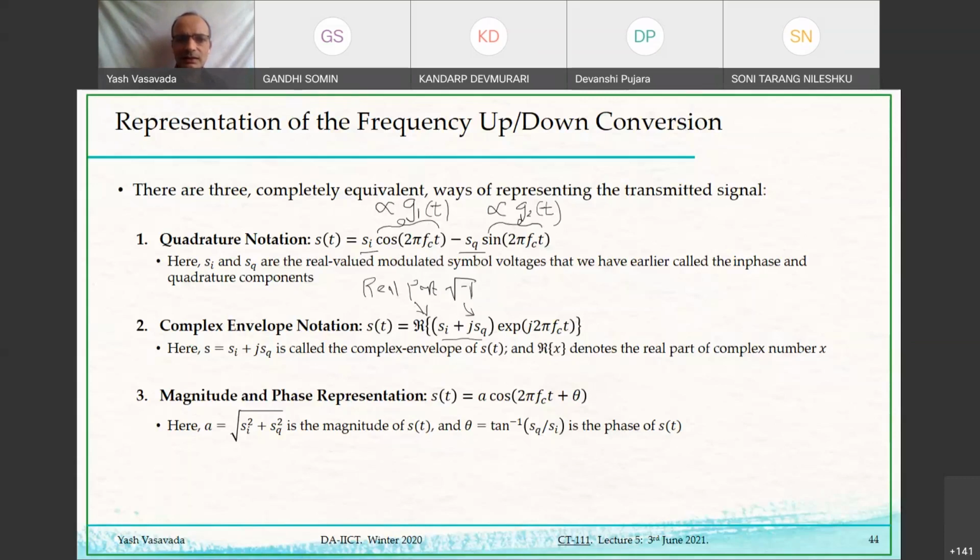I can write the first equation as nothing but some amplitude A times cosine of 2 pi fct plus some phase. And the phase is the phase of that complex number, SI plus j SQ, and the amplitude is also the amplitude of the complex number.